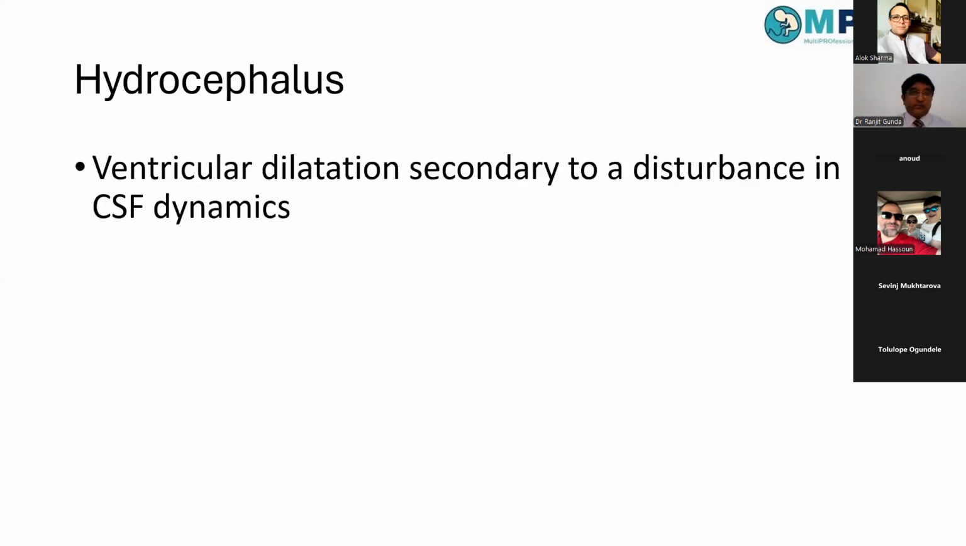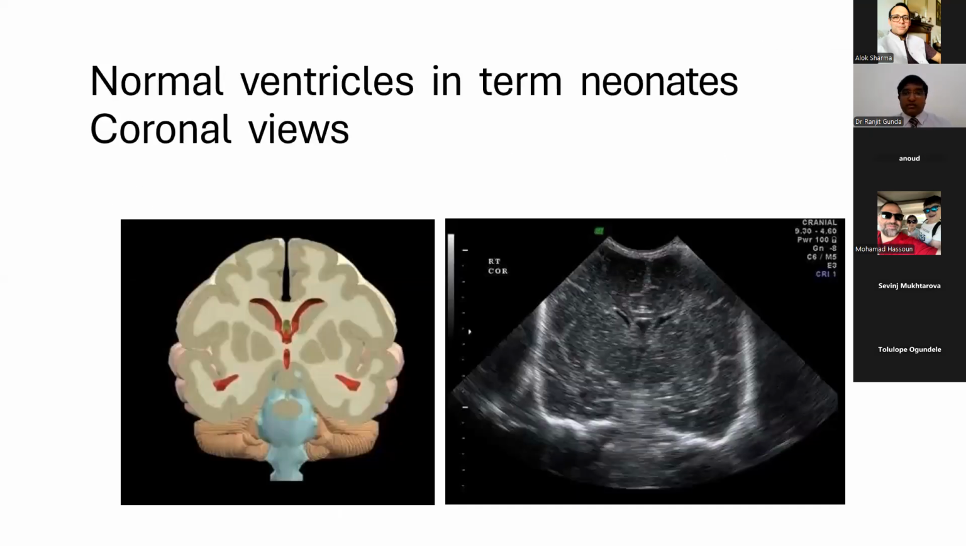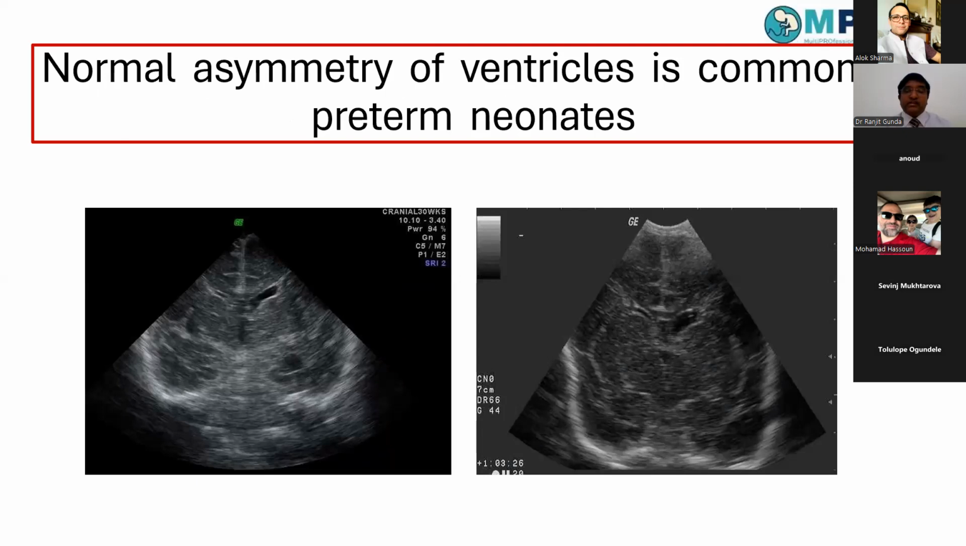And we'll see. Obviously, ventricular dilatation is secondary to disturbances in CSF dynamics that cause hydrocephalus. Normal coronal views, beautiful pictures from Dr. Masood, if I'm right, the last one. Beautiful pictures and good examples of normal images. I'm not going to spend much time on them. So a little bit of asymmetrical ventriculomegaly is common in preterm infants.